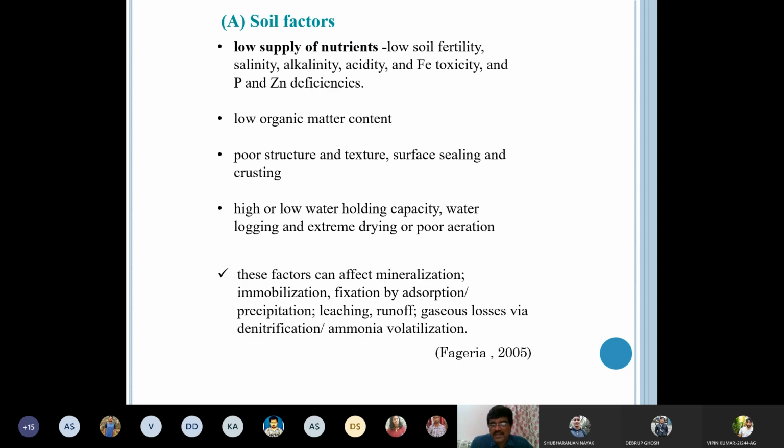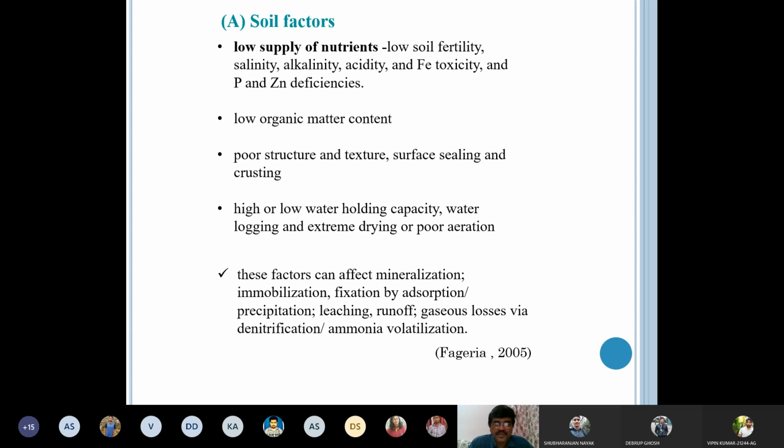So for example, how soil factors affect nutrient use efficiency. Many soil factors will affect the crop growth and similarly the nutrient requirement. So low supply of nutrient is a concern. You have applied the nutrient, but they are not supplied to the roots. For example, low soil fertility, salinity, alkalinity, these kinds of things hinder the transformation of nutrient, their mineralization and their availability. Low organic matter content is always responsible for low nutrient use efficiency because it improves physical and chemical conditions of the soil.